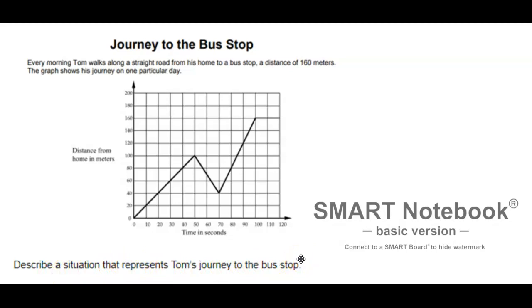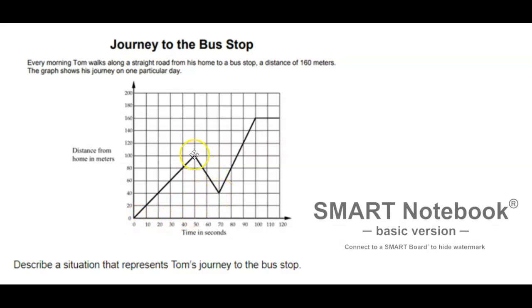Okay, so when we look at the first part of the graph right here, it's time in seconds, and this is the distance from his home in meters. So pretty much what we see here is for the first 50 seconds, Tom is walking to the bus stop, and he's traveling 100 meters on his way. Then notice that his distance decreases, so perhaps he forgot something. Maybe he's not going all the way back home because it doesn't go back to 0.